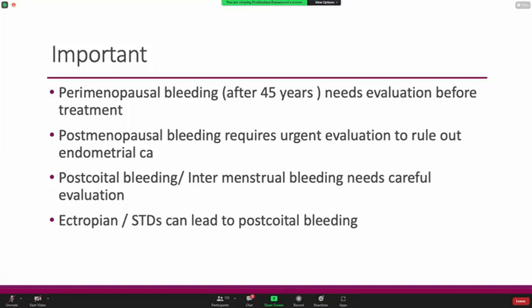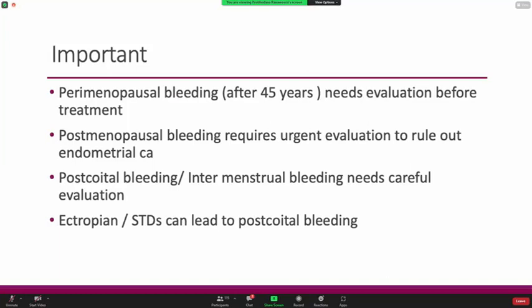Postmenopausal means no period for 1 year. So after 1 year, if there's any bleeding at any time, it may be at 55 years, it may be at 95 years, any bleeding from the genital tract, you need to investigate. That is important. Postcoital bleeding, that is bleeding after sex, and bleeding in between periods.